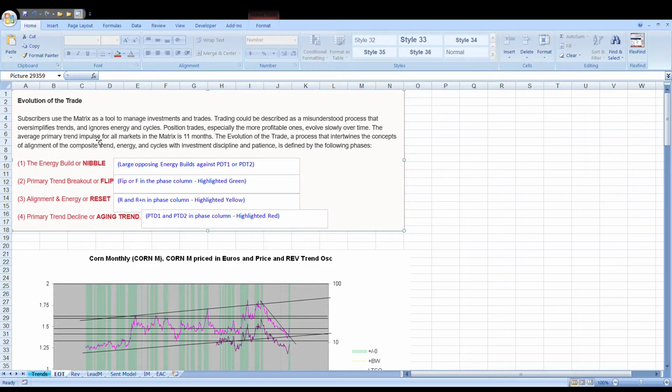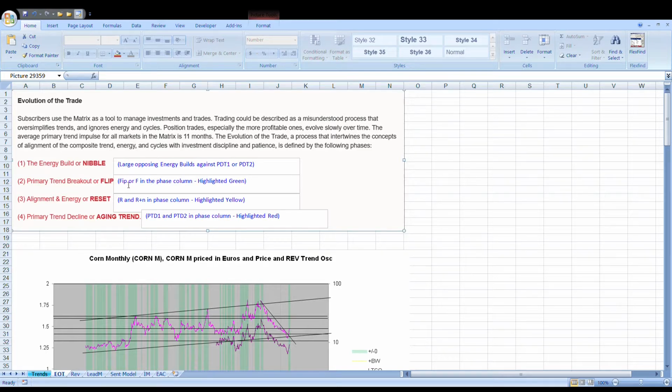A nibble position is not the core position, but it's a small provisional position that anticipates a primary trend flip. If the primary trend does flip, then you escalate it. But the nibble is our first attempt to enter a position, both long or short, either one. You can go in either direction, but because it's a large opposing energy build against the primary trend decline phase that is extended. The next phase is the flip, and that's the primary trend breakout.